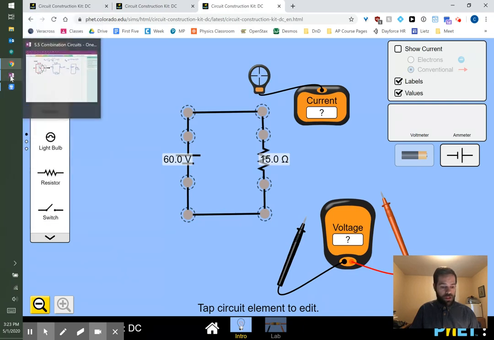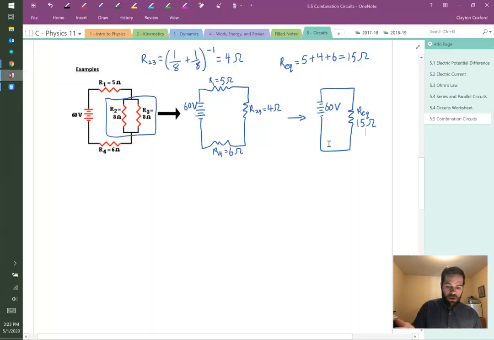So let's use Ohm's law. What we're going to find is that the total current, or the current flowing out of the battery, as it's maybe better referred to, is going to be the total voltage, or the voltage of the battery, divided by the equivalent resistance of the circuit. So that's just Ohm's law. And so we have a 60 volt battery experiencing 15 ohms of resistance. So that means we are going to have 4 amps of current.